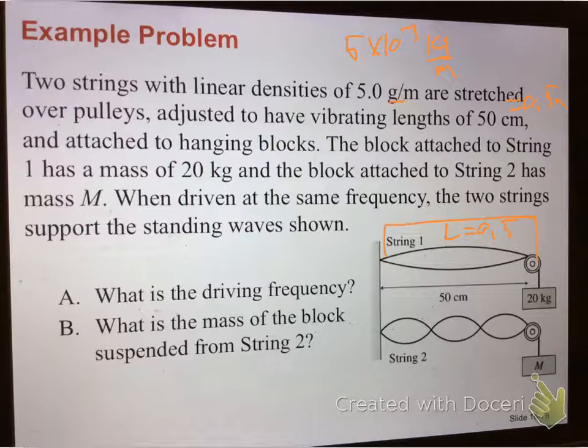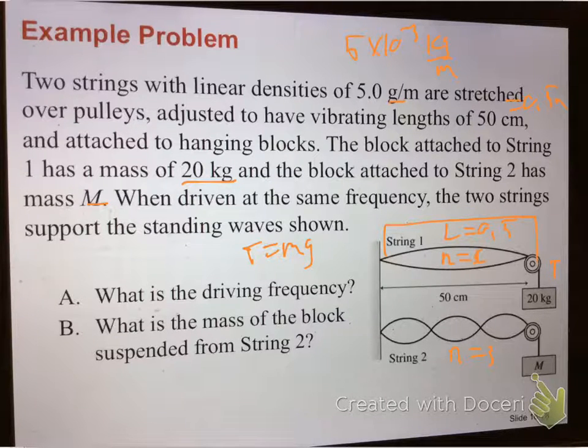And the block is attached to a string of mass 20 kilograms. So the mass is going to be important here because that will allow us to find tension, because the tension is going to be mg. Okay, but we do not know the mass of m. So some notes that we need to have: we have only one antinode here, so our mode number is 1. Here our mode number is equal to 3.